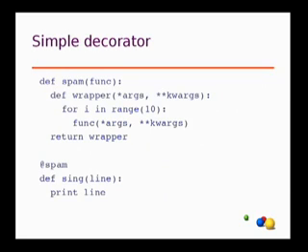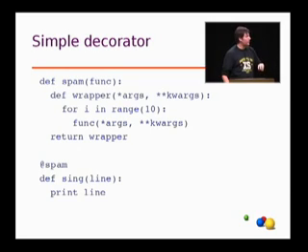Here's a simple decorator. It's a spam decorator that says whenever the function that you decorate, the sing function at the bottom, is called, it actually calls the wrapper function at the top, which loops 10 times calling the original function. So in this piece of code, the original function gets called 10 times, and there's no return value of the actual function call, which there isn't in the original either.